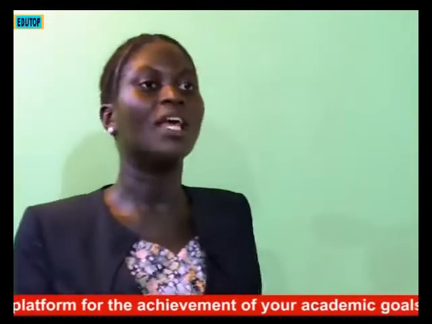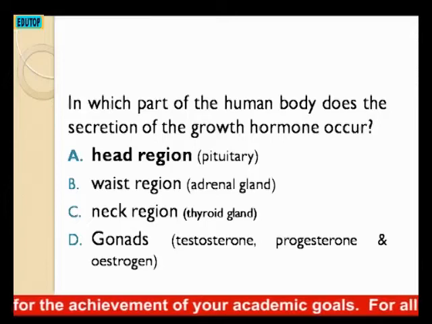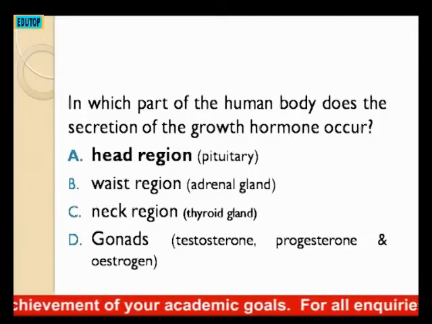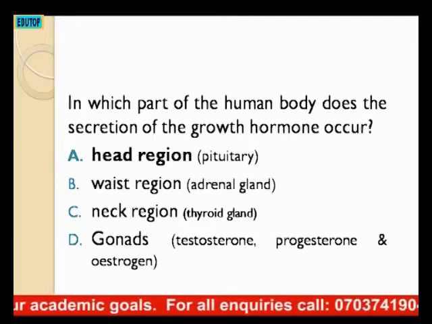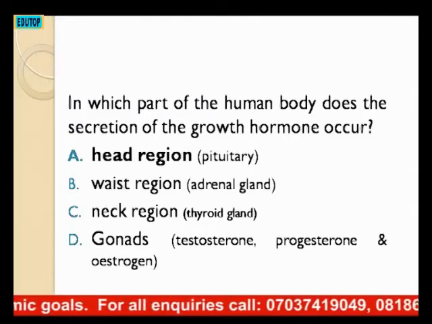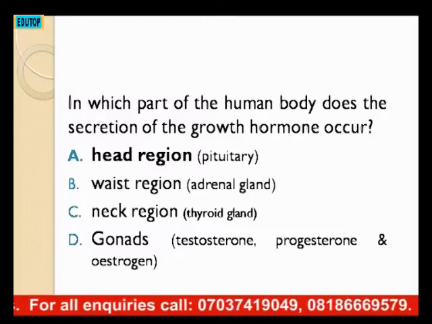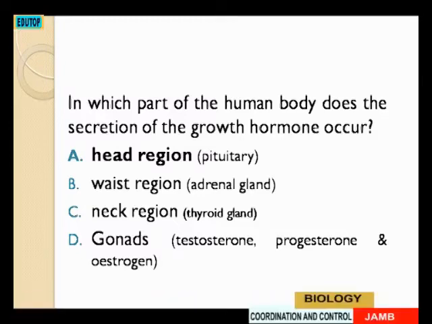The next question: in which part of the human body does the secretion of the growth hormone occur? A. Head region, B. waist region, C. neck region, D. gonads. Head region, we have the pituitary gland. Waist region, we have the adrenal gland. Neck region, we have the thyroid gland. Then gonads, we have the testosterone, progesterone, and the estrogen being secreted there.